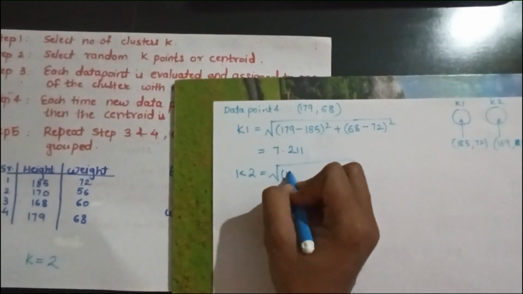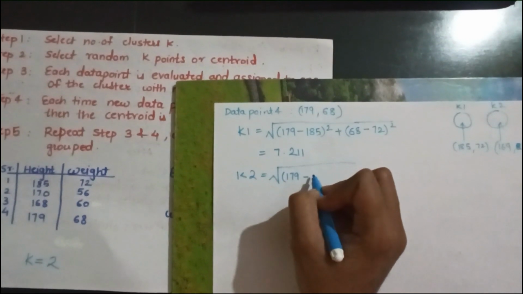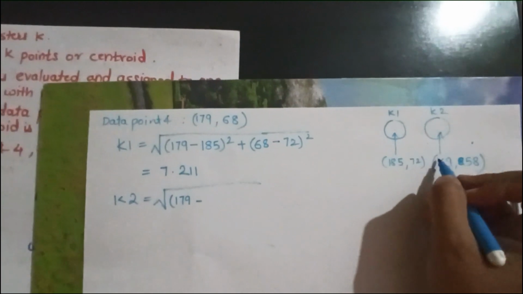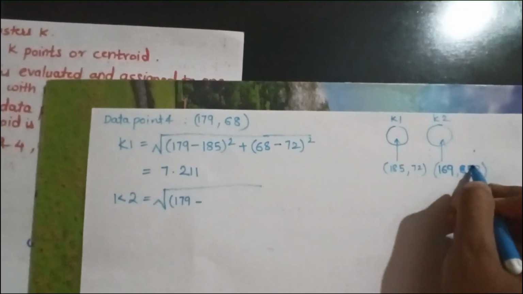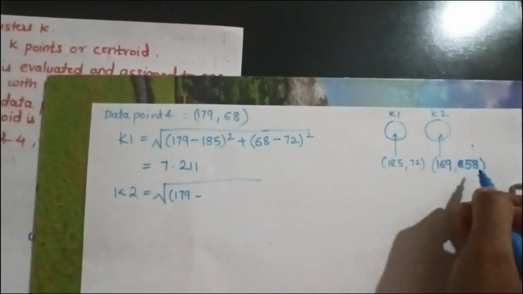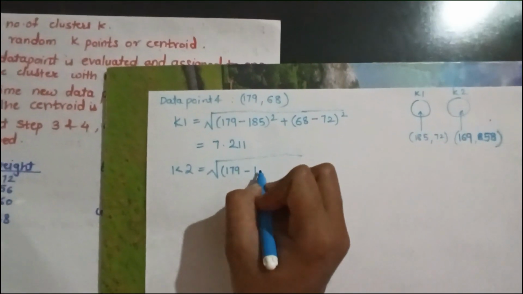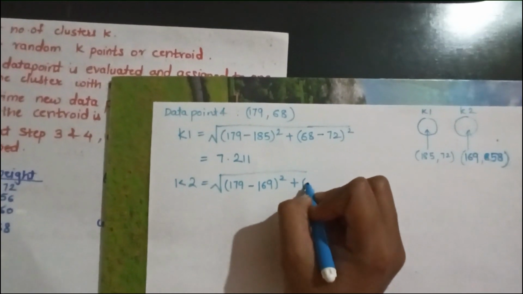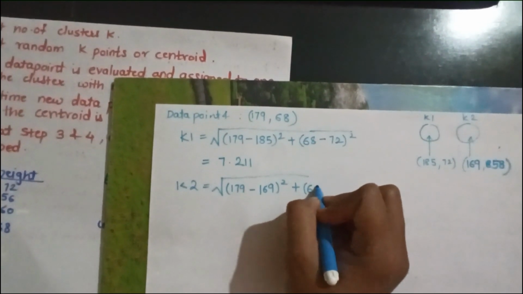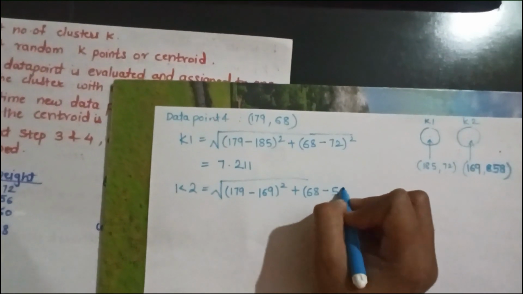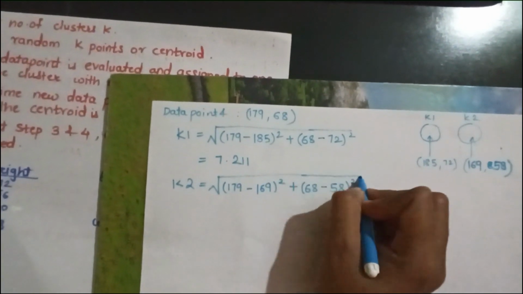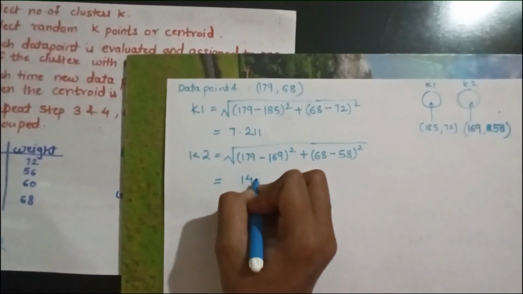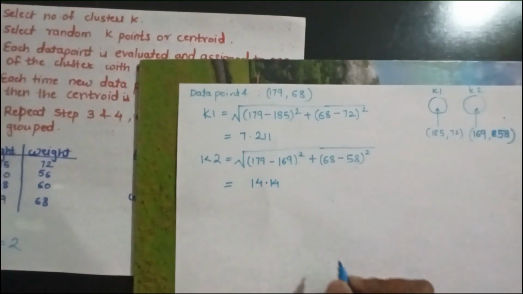Now again we will calculate the Euclidean distance for the K2 cluster. Observed value will be 179 minus the centroid value. The updated centroid value is 169 and 58. So 179 minus 169, whole square, plus your observed value, that is 68, minus centroid value, that is 58, whole square. After calculating this, you get the Euclidean distance as 14.4.